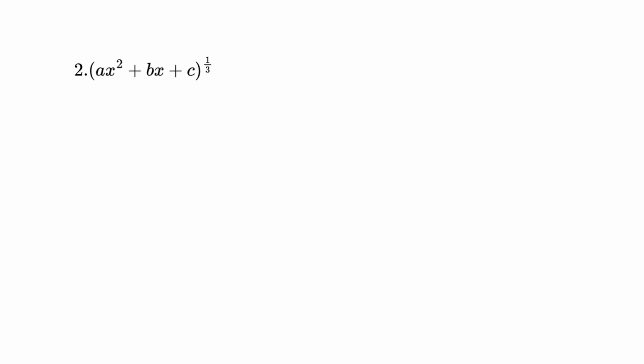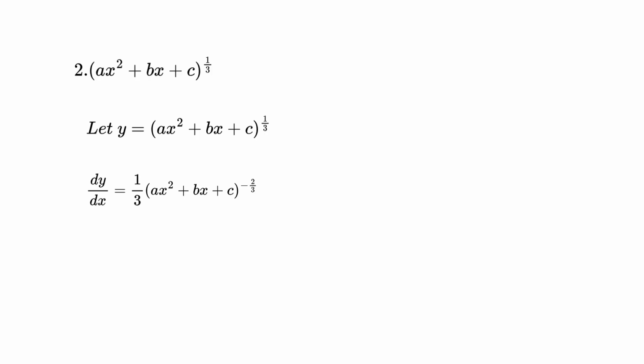Next question. (ax² + bx + c) raised to 1/3. Let y = (ax² + bx + c)^(1/3). Again, we will use the chain rule. Differentiate the outer function. The derivative of u^(1/3) is (1/3)u^(-2/3). So, dy/dx = (1/3)(ax² + bx + c)^(-2/3).